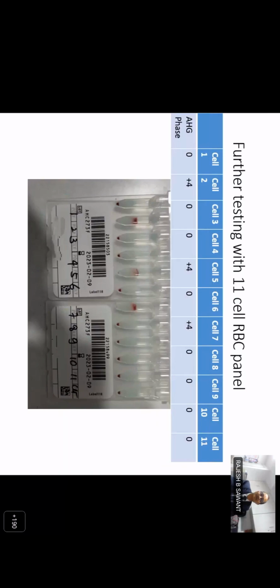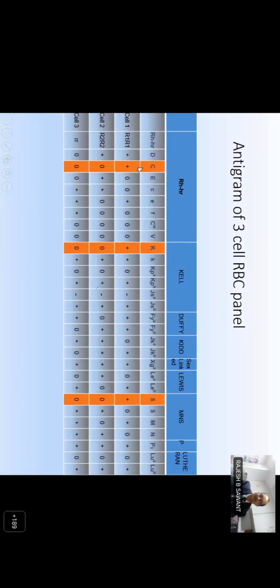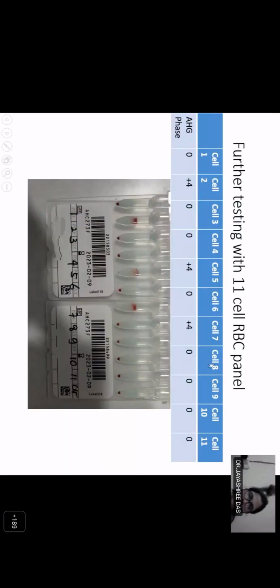So let us go further. Next, what you do is you test with your 11 cell RBC panel, sir. So this will be like identifying the antibody. So there you have zeroed down upon possibilities. The possibilities will include anti-C, anti-K, and anti-S. Yes, correct. And now you put up your 11 cell panel.